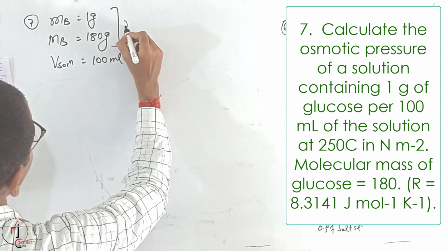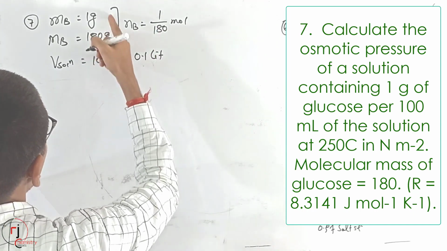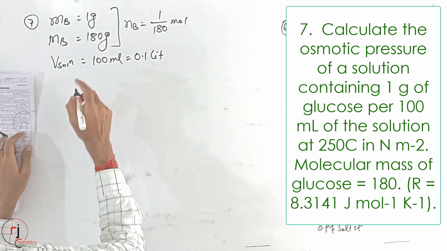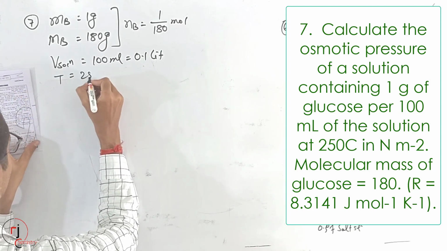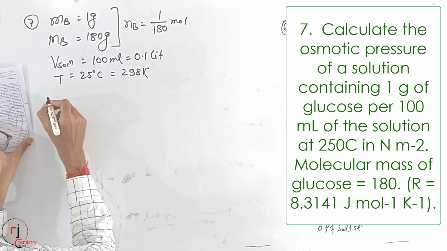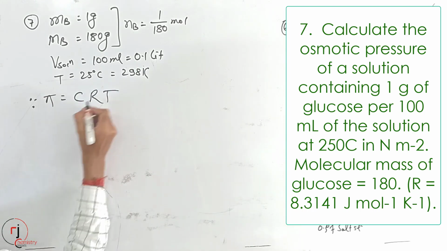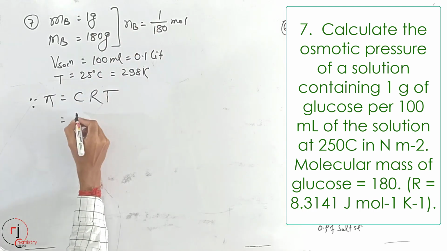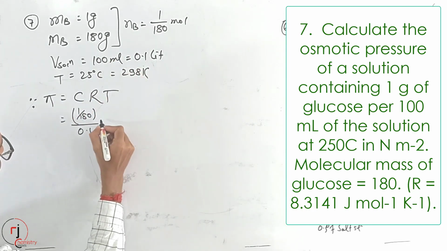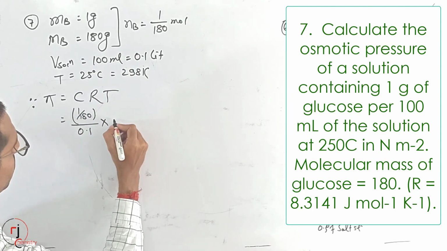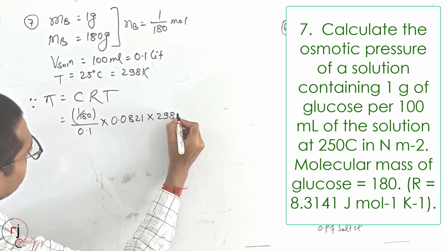From these two data we can calculate the number of moles of glucose as 1 by 180 mole, mass of solute divided by molar mass of solute. At the temperature given in the question as 25 degrees Celsius, that is 298 Kelvin, we can determine the osmotic pressure. Since osmotic pressure equals CRT, the value of C is the number of moles of solute, 1 by 180, divided by the volume of solution, 0.1. What will be the value of R? Here we put R as 0.0821 into the temperature, 298 Kelvin.